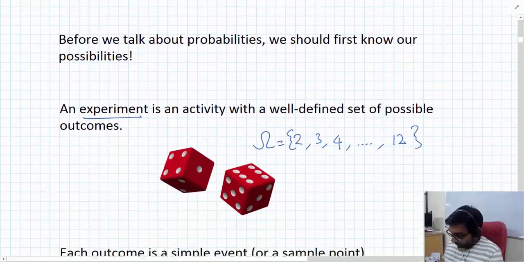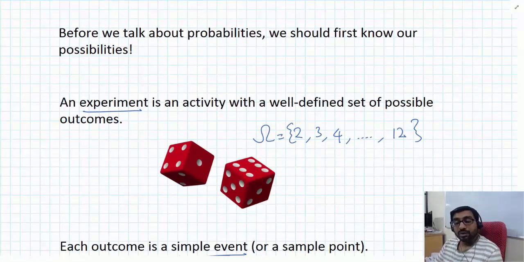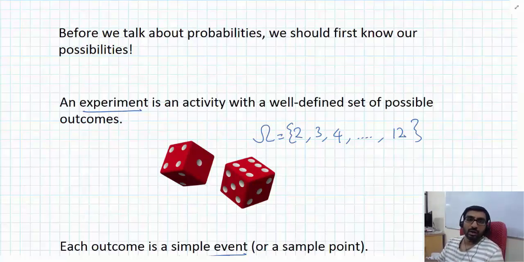Okay, so here's an experiment: rolling two dice. Let's suppose we are interested in the sum of the numbers that occur on both those dice after we roll them. So the possible outcomes are 2, 3, 4, up to 12. Of course, 1 is not possible because both the dice will at least have the number 1 on their faces. So the sum of them is at least going to be 2.